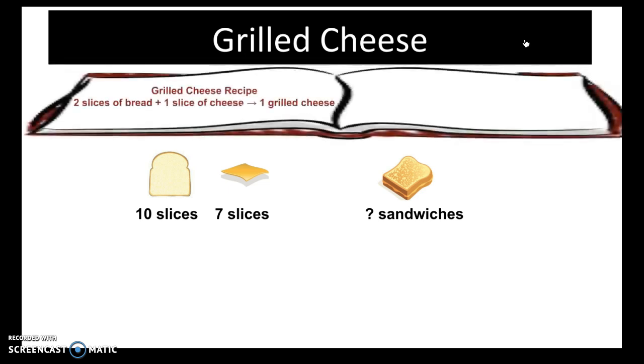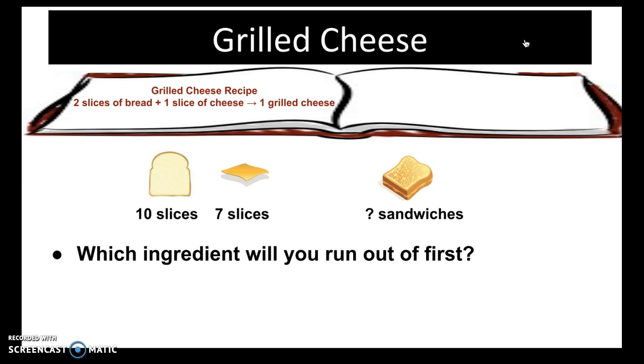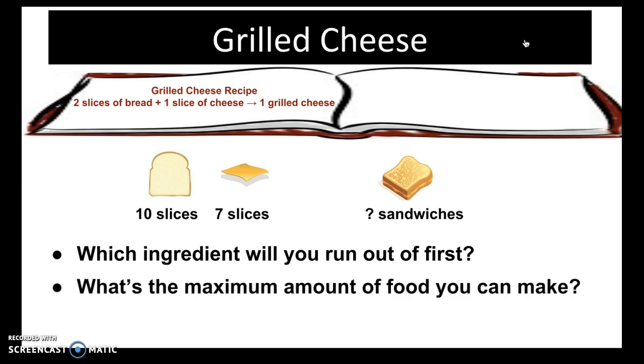Yes. So what are the questions that may come to mind then? First of all, you need your recipe. And because they came over last minute, you're not going to make a fancy grilled cheese sandwich. They're going to get 2 slices of bread and 1 slice of cheese to make 1 grilled cheese. The other thing you may be wondering is which of these ingredients am I going to run out of first? Or what's the maximum amount of food I can make with these ingredients?